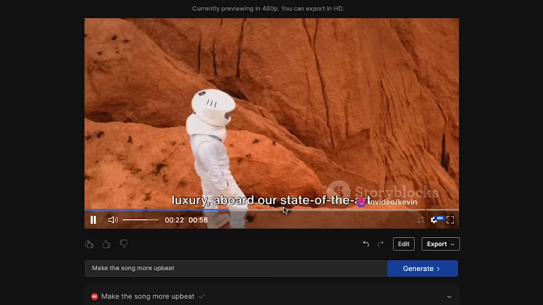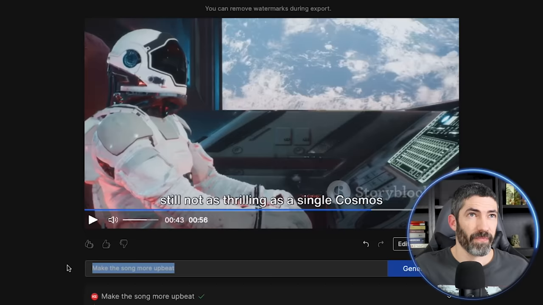Open your eyes to a universe of wonders. Journey across galaxies in the lap of luxury, aboard our state-of-the-art. Right, that's a little quiet. Let's turn it up. Journey across galaxies in the lap of luxury, aboard our state-of-the-art spacecraft. There we go. That one sounds good.